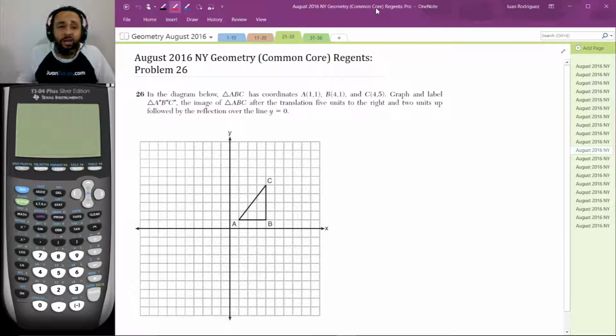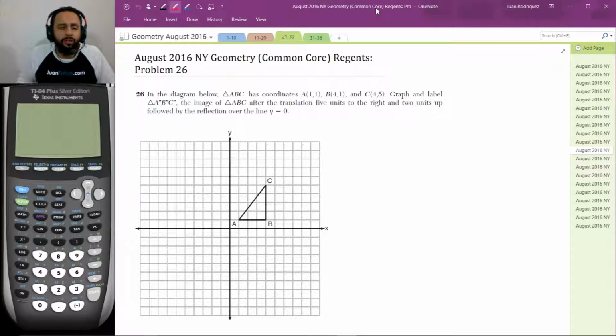Today we're working on the August 2016 New York Geometry Common Core Regents problem number 26. If you want to access these exams, go to nysedregents.org. Here's the problem. In the diagram below, triangle ABC has coordinates A(1,1), B(4,1), and C(4,5).